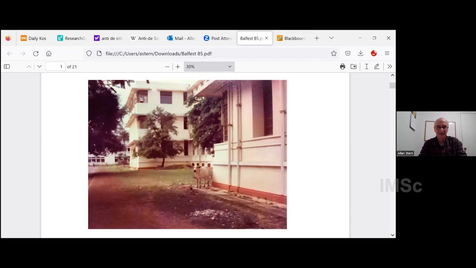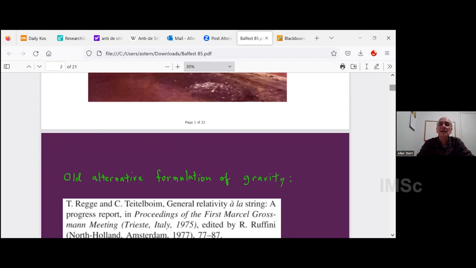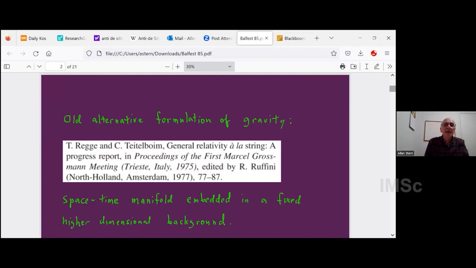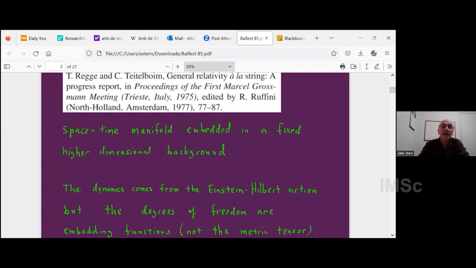Okay, so the talk today is on an alternative form of gravity that was developed long ago by Regge and Teitelboim, and this work is in collaboration with a graduate student here, Shang Zhu. In this alternative formulation, the space-time manifold is embedded in a fixed higher dimensional background. But the dynamics still comes from the standard Einstein-Hilbert action. The only difference is that here the degrees of freedom do not come from the metric tensor, but rather they come from the embedding functions, the embedding coordinates.